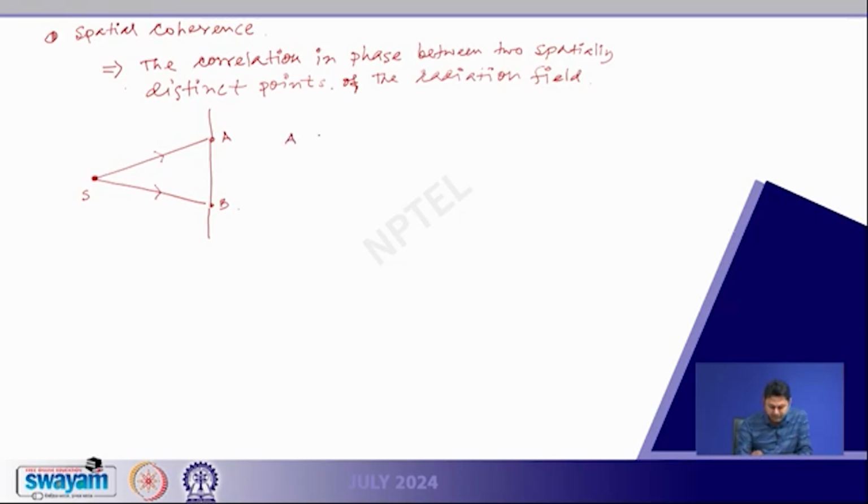A and B are spatially coherent if S is a true point source.